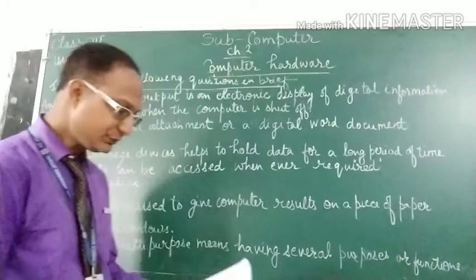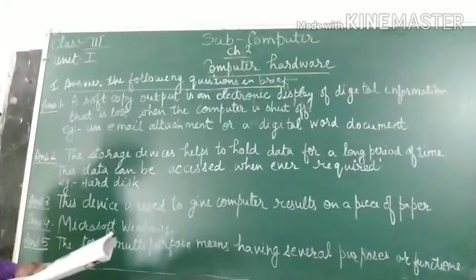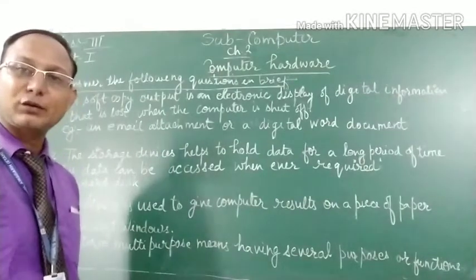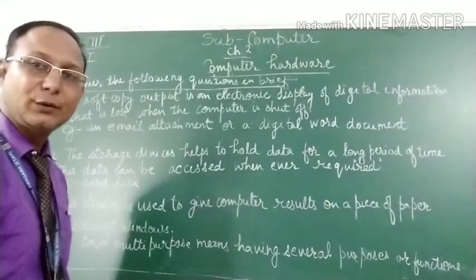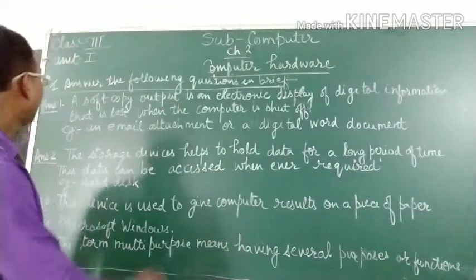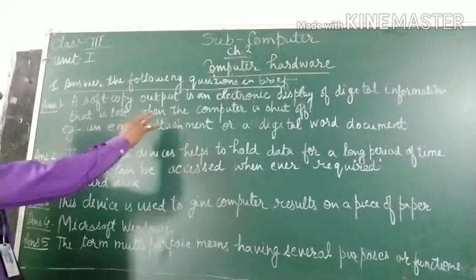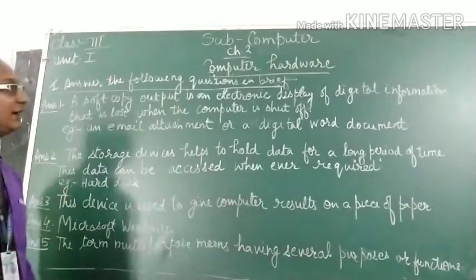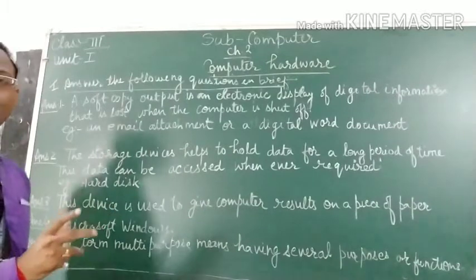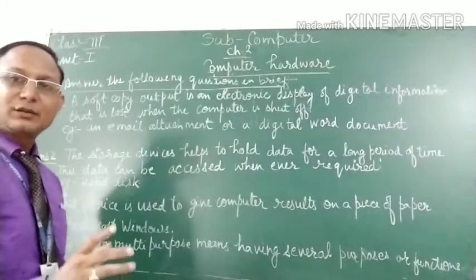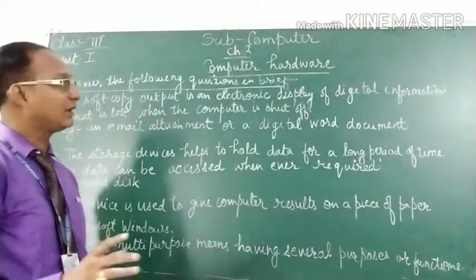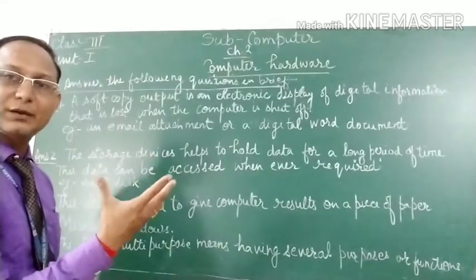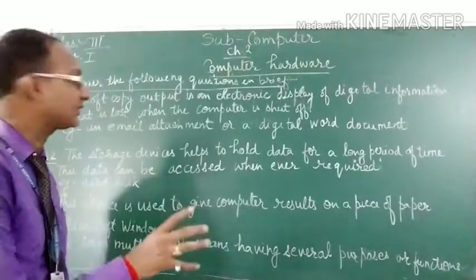Okay? Now, children, the first question is, what is a soft copy output? So, see what I have explained in this video. A soft copy output is an electronic display of digital information. Means the information shown digitally on a computer, it is the display of that information. Means you are seeing the information on the computer screen.